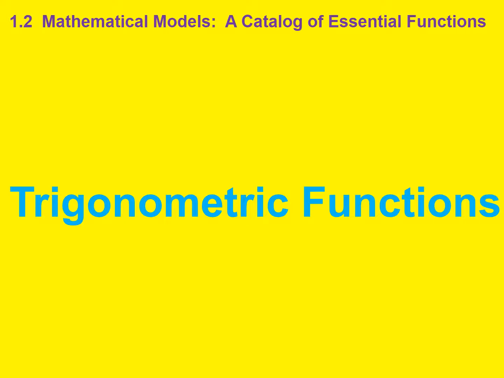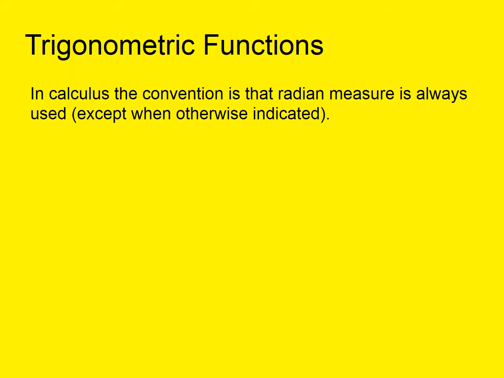Trigonometric functions. Objective 6 of section 1.2, mathematical models, a catalog of essential functions. Some of those essential functions are trigonometric functions. In calculus, the convention is that radian measure is always used except when otherwise indicated. So when you say a number that is an angle measure, we assume it's in the units of radians, not those of degrees.